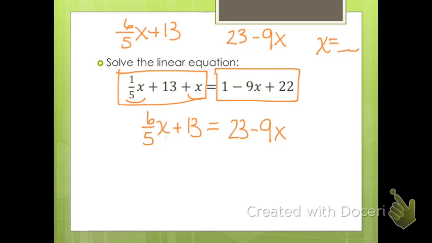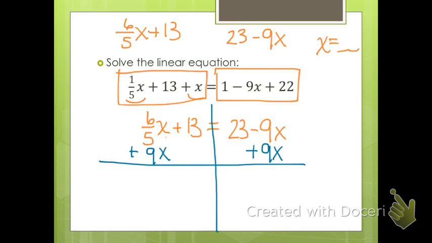So I want to get all the x terms on one side. So the way I see an easy way for doing that would be to add 9x to both sides of this equation, plus 9x. So on the right side, it's pretty simple. It's now just 23 over here. So because negative 9x plus 9x becomes 0x. This is really plus 0 times x, which is 0.